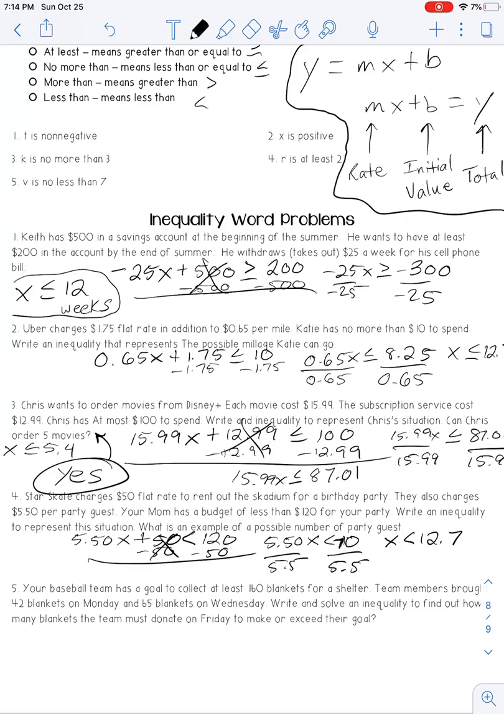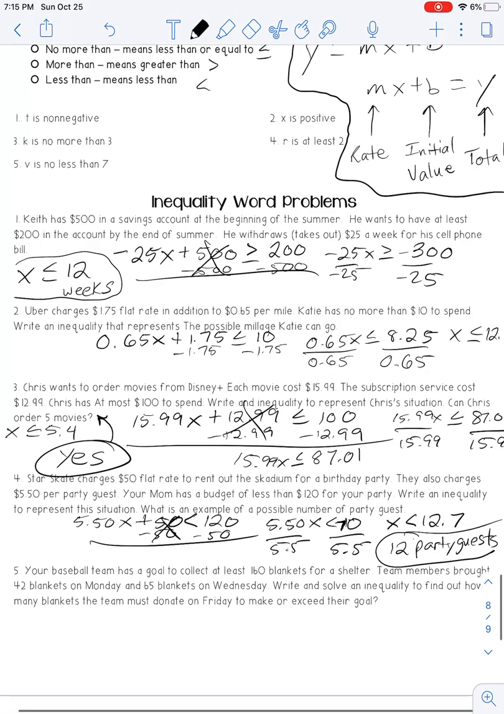All right? Well, I don't know how you can invite 0.7 of a person. So how many party guests can they invite to the skate party? You can invite 12 total guests, okay? Because you're not going to invite 0.7 guests. So 12 party guests. That would be the closest number below the amount that you got. So 12 party guests is what you can invite.